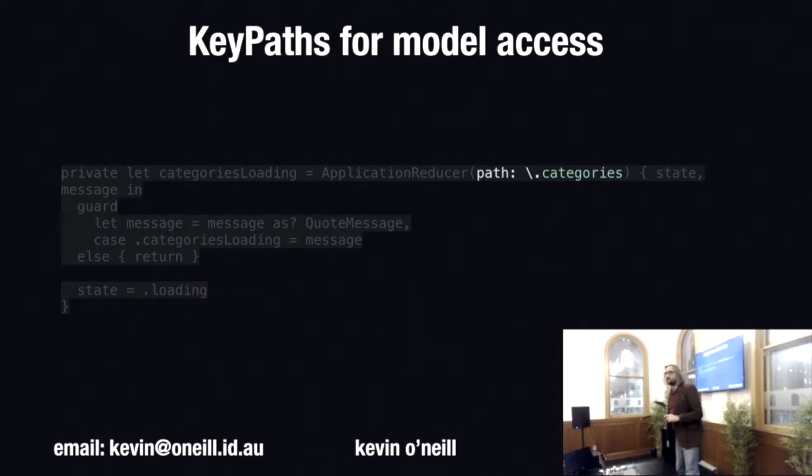KeyPaths. KeyPaths make accessing parts of your model much easier. Because I'm all statically typed, I can put a keypath in there, it compiles, it knows where that is, and this is going to pull out that piece of information from the model and apply this function. There's a little bit of boilerplate there just to make sure I'm dealing with the right type of message.